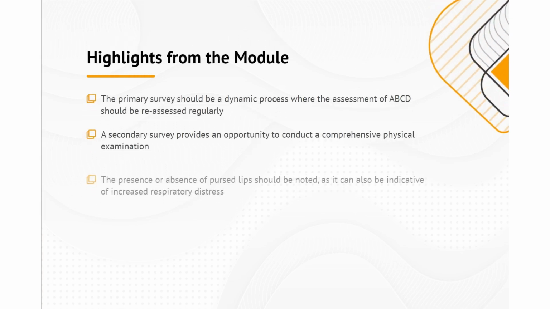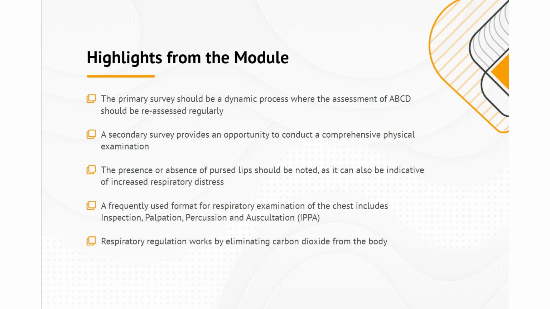Highlights from the module. The primary survey should be a dynamic process where the assessment of A, B, C, D should be reassessed regularly. A secondary survey provides an opportunity to conduct a comprehensive physical examination. The presence or absence of pursed lips should be noted, as it can also be indicative of increased respiratory distress. A frequently used format for respiratory examination of the chest includes inspection, palpation, percussion, and auscultation, IPPA. Respiratory regulation works by eliminating carbon dioxide from the body.